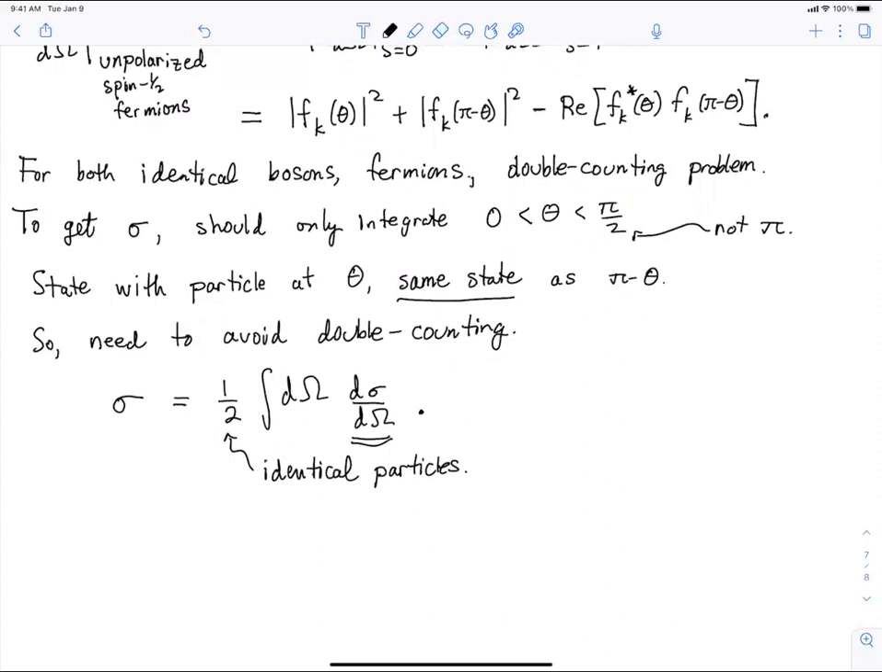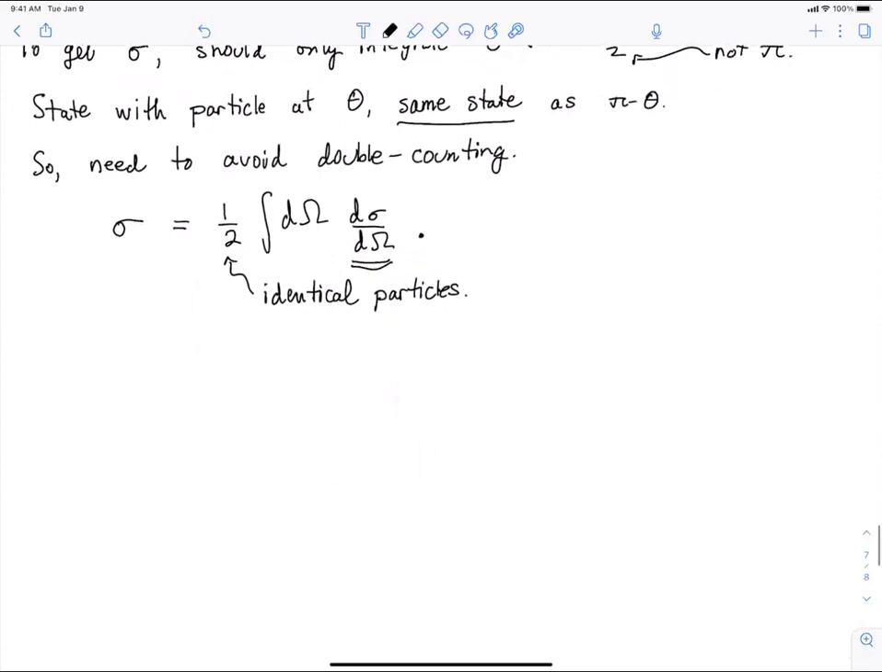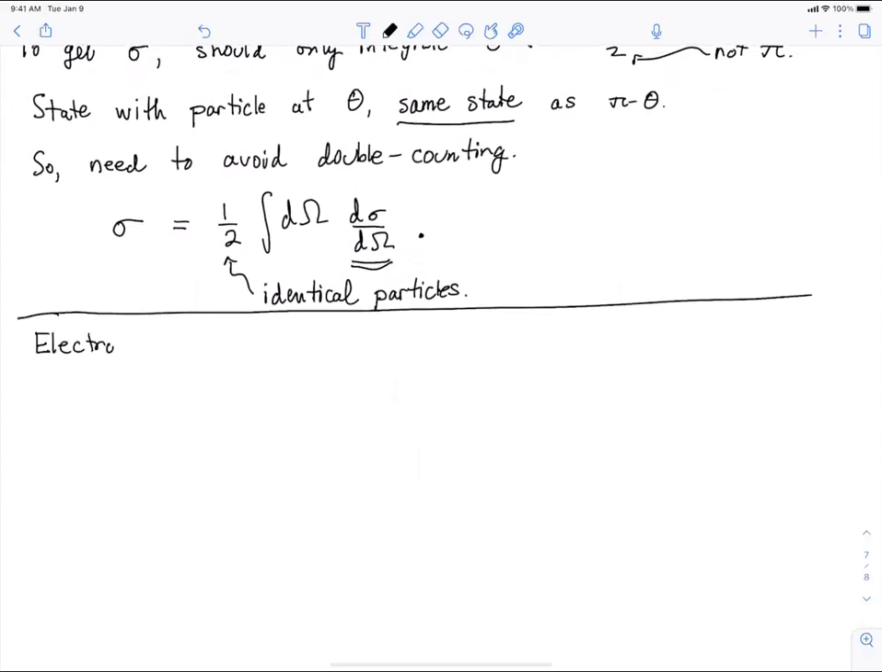Okay, any questions on scattering of identical particles? All right, so the last thing I want to talk about today is going to be electron scattering from a nucleus.